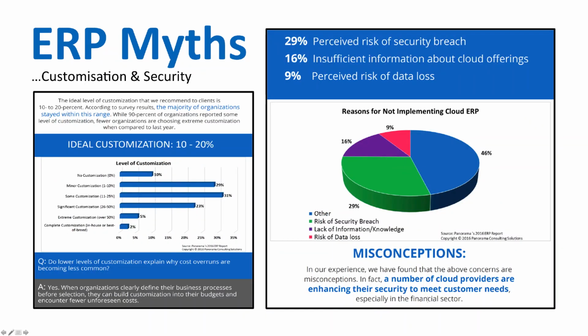Some ERP myths. The ideal customization is about 10 to 20%.